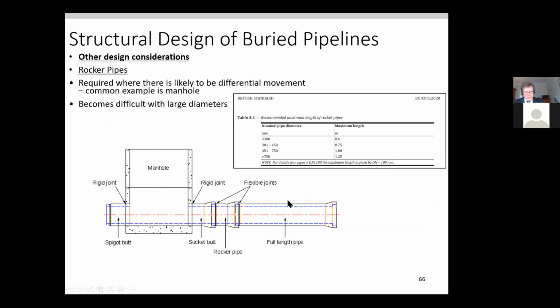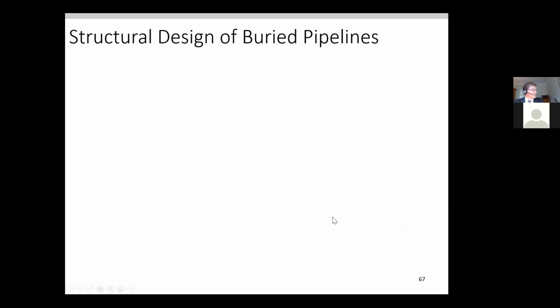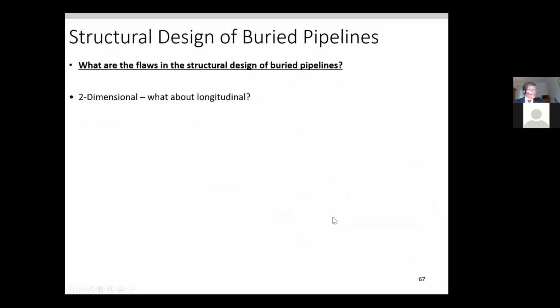We don't cover longitudinal issues very well at all in the standard, and it's something that we're going to work on. Rocker pipes are mentioned, but really it's two-dimensional. It's about the cross section. Longitudinal isn't covered well, and you need to keep your wits about you as a designer on that.